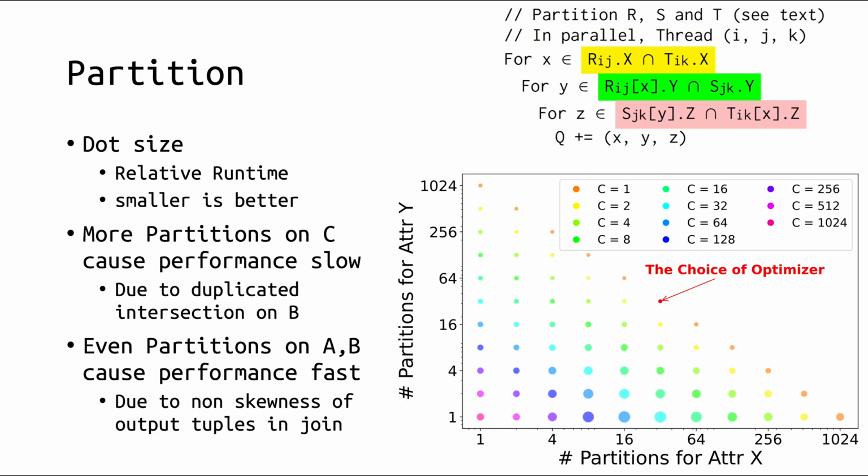Here, smaller is better. From the figure, more partitions on C is slower, but even partitions on A and B is faster. Our optimizer could choose the best shares, 32 by 32 by 1. This cannot be done by either the original distributed hypercube or the traditional top-level partition strategies.